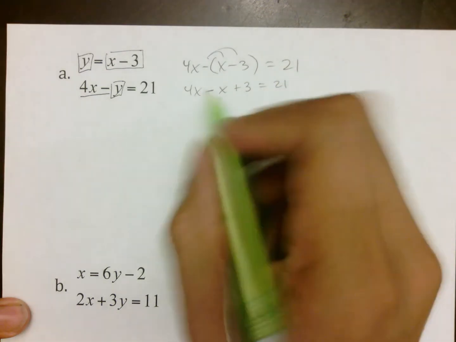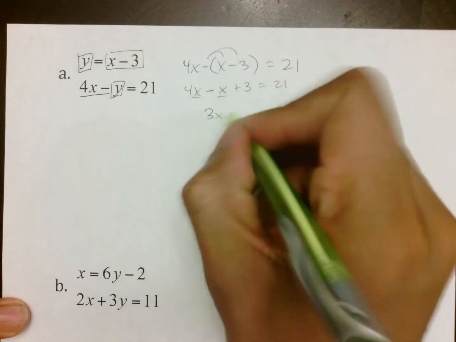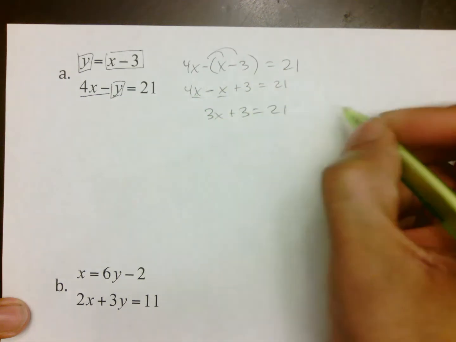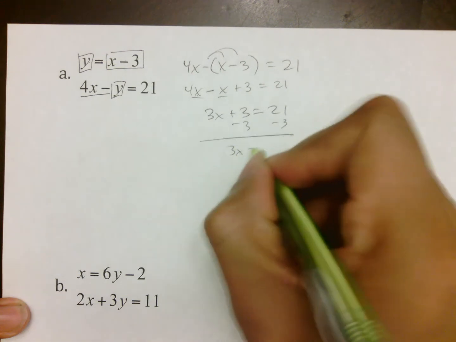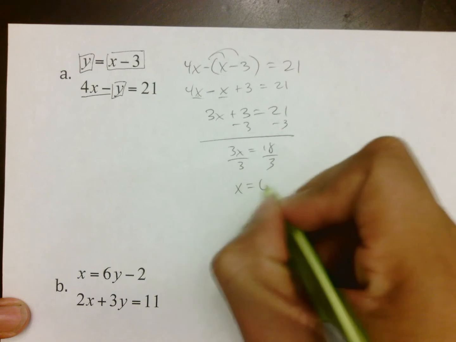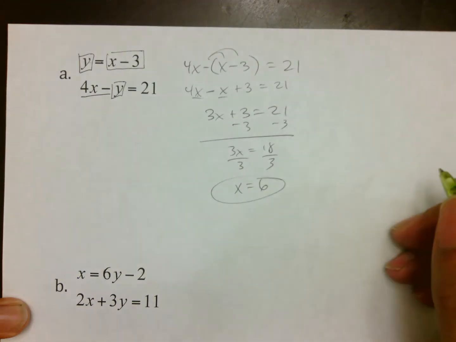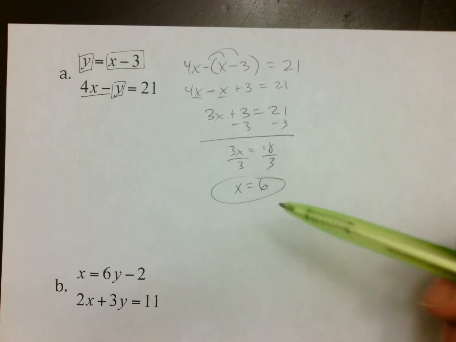You then go ahead and put your stuff together here. 4x minus x combined like terms makes 3x plus 3 equals 21. You subtract 3 from both sides, getting 3x equals 18. And then when you divide by 3, you get the answer of x equals 6. And that was where we stopped. Again, as long as you could find that first number, everything was good. We were good to go.